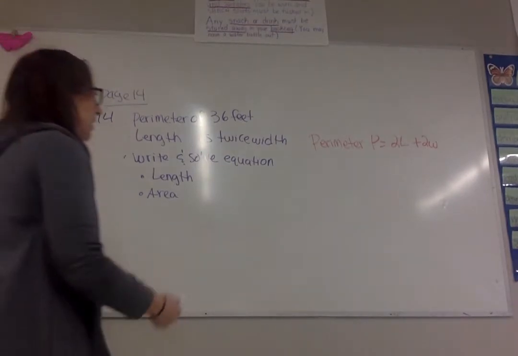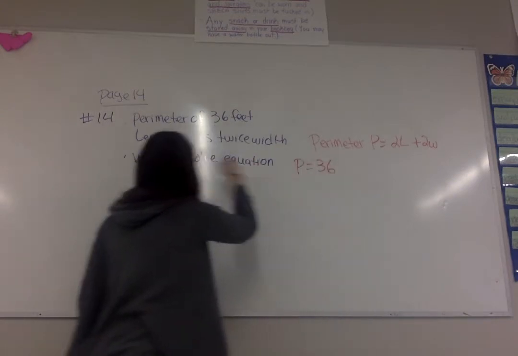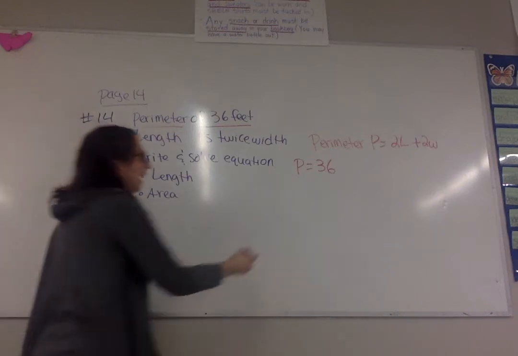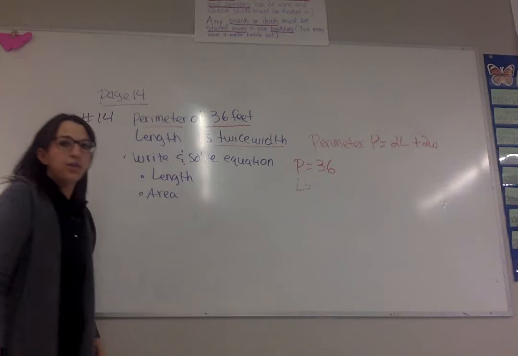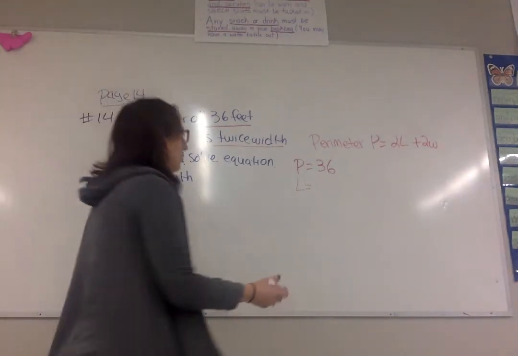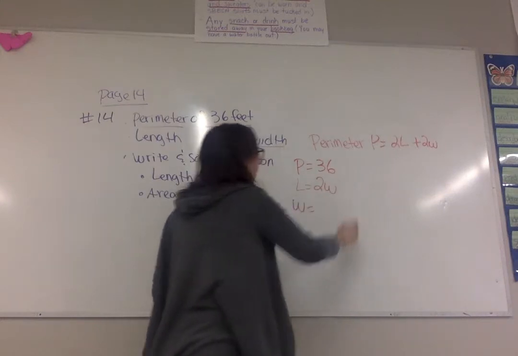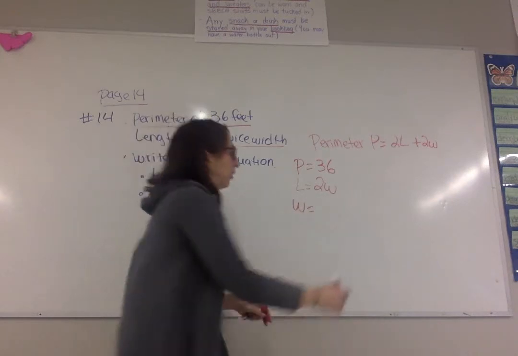So let's look at this. We know that the perimeter, which is P, is equal to 36 because it says the perimeter is 36 feet. Now the length, the L for the length, it says it's 2 times the width. In math, 2 times means multiply. So 2W, which means the length is 2 times the width, which is 2W.